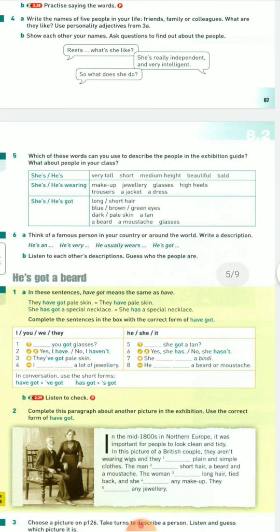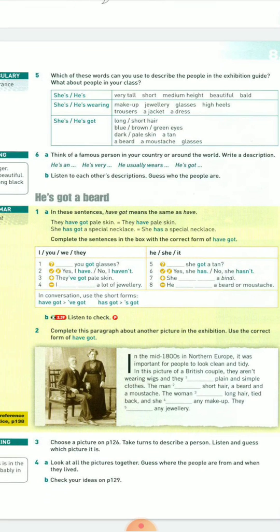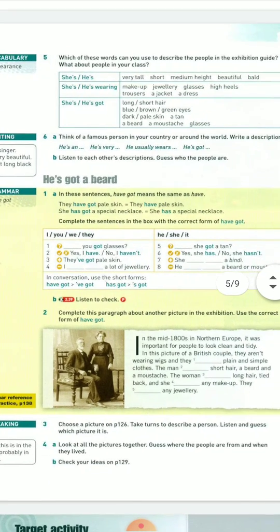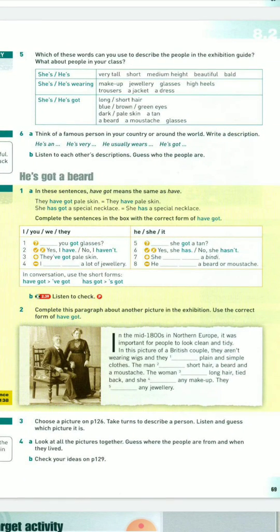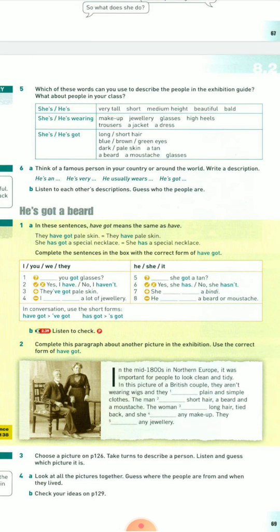And then the idea is that we can describe a person, so that is going to be in our future test, but if you want to, you can practice. This is to practice the verb have got, right? It says in yellow, in these sentences, have got means the same as have. Have got is only for British English, by the way.